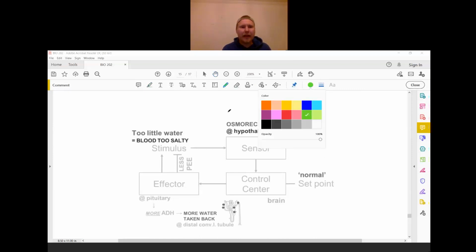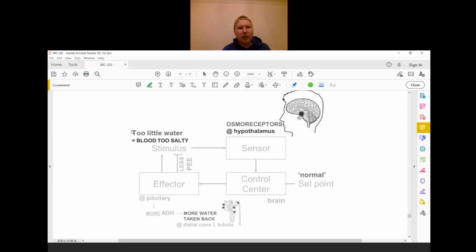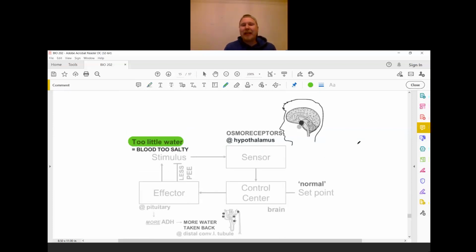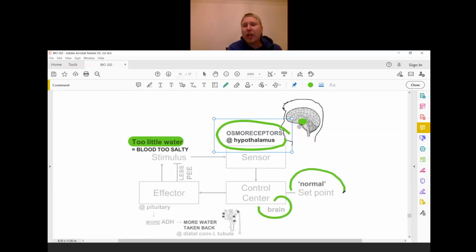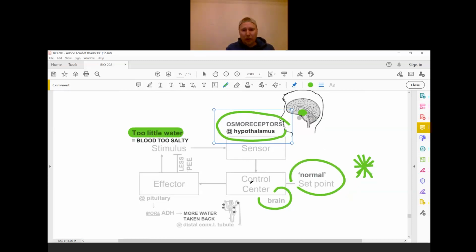So the starting situation is that now we have too little water. You could think of it almost as if the blood would be too salty, so there's not enough water on that. Again, where is this stimulus? The sensor is going to be the osmoreceptors within the hypothalamus, and they pass the message to the brain, which is our control center, where it gets compared to what the normal should be. Are we within the normal range, or are we off from the normal range?